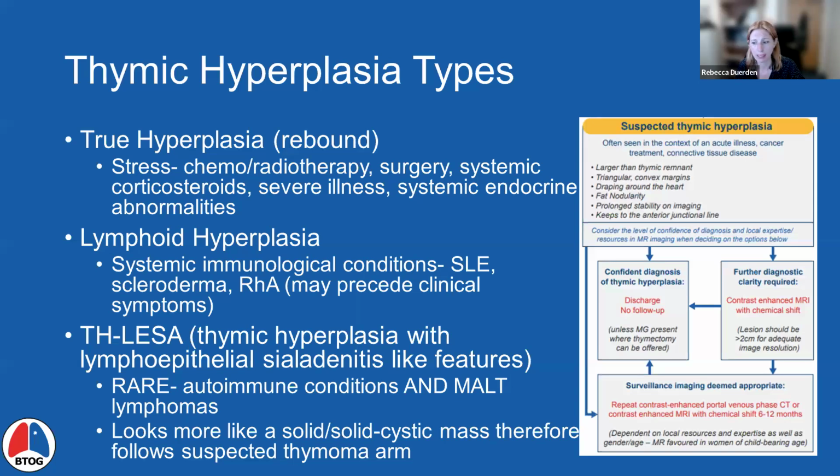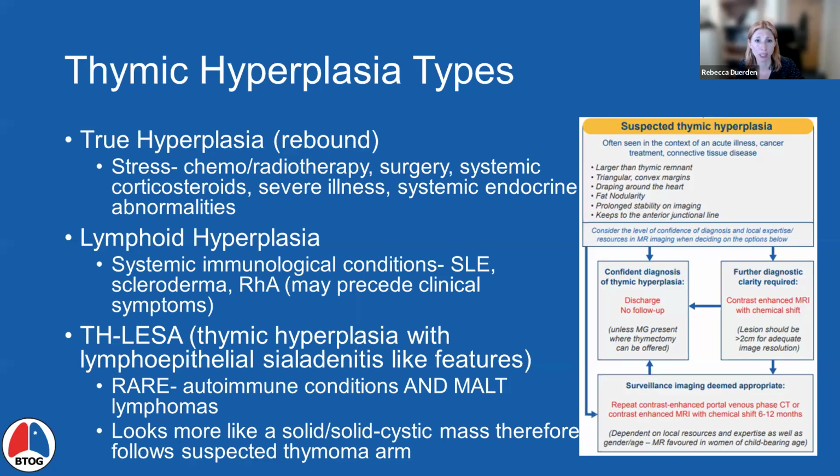So with thymic hyperplasia, there are 3 forms. Most are true or lymphoid, and then there's the rarer thymic hyperplasia with sialadenitis-like features. So the true hyperplasia is a rebound hyperplasia related to stress with a long list of causes, whereas the lymphoid hyperplasia is associated with other rheumatological conditions. So again, that information is essential to provide for your imagers so that they know that they are looking potentially at one of the lymphoid hyperplasias, and it may precede clinical symptoms as well, so that's important to note.